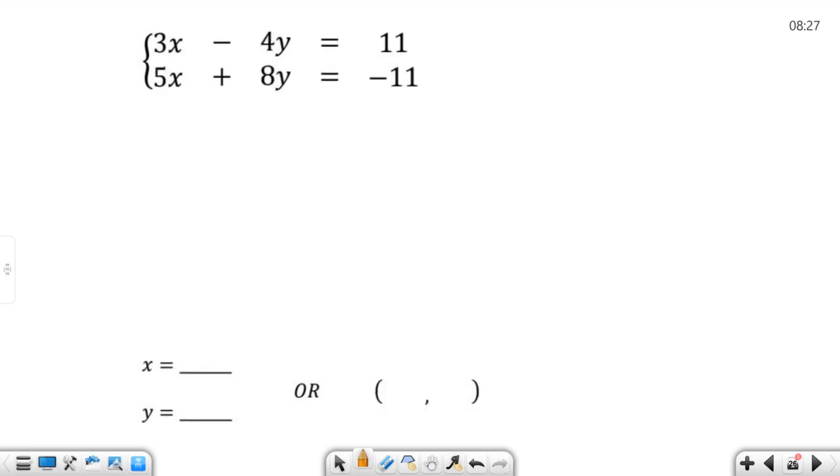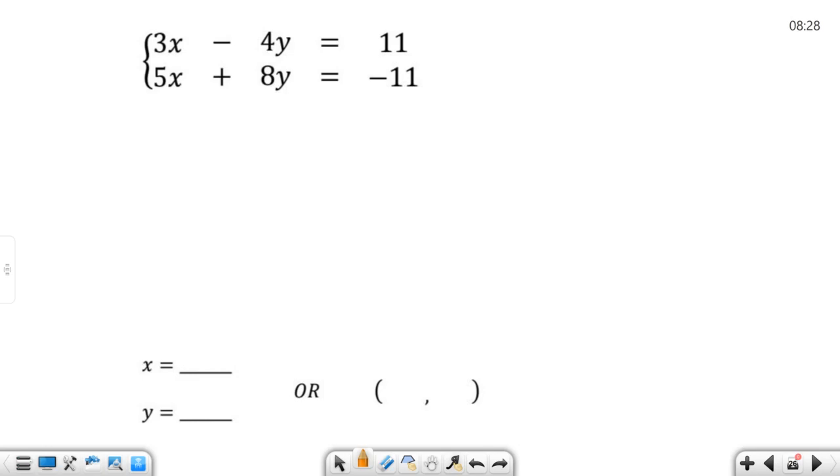For this one, 3x minus 4y equals 11, 5x plus 8y equals negative 11. If I look at this, I don't have x equals or y equals. I can't just add them together and something cancels out. And I can't solve for x or y really easily because all of these things are not 1. I need to circle that negative with that 4y.